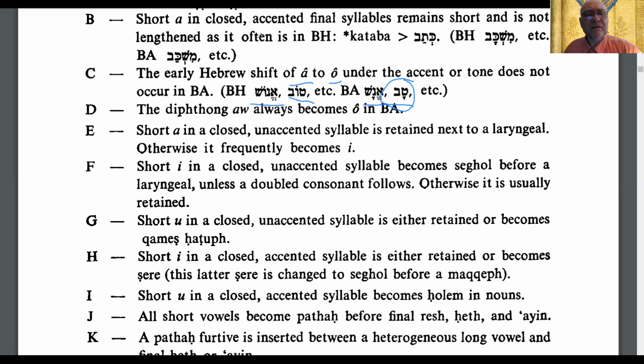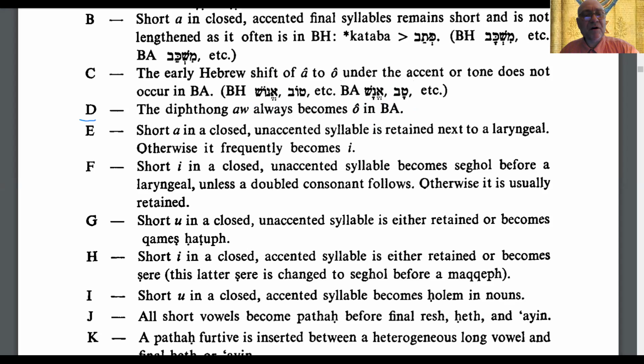And then I wonder if that is a proper name, enosh, but it becomes enash. So it's like the O sound becomes an A sound in biblical Aramaic. Interesting.